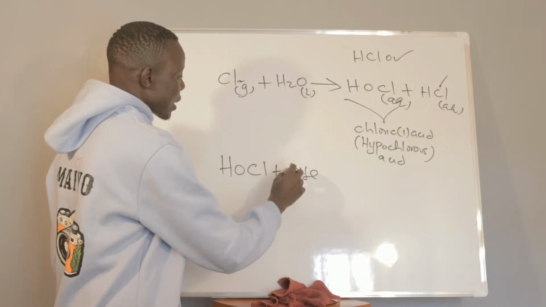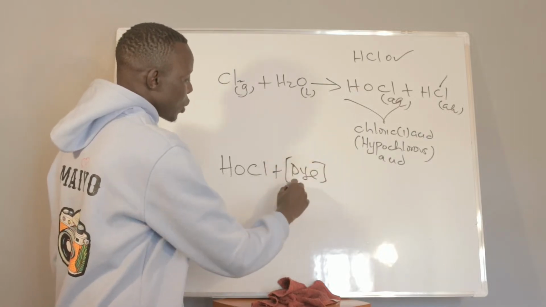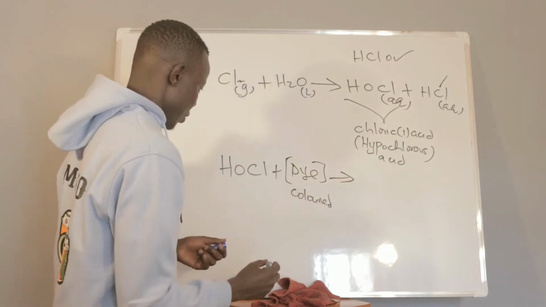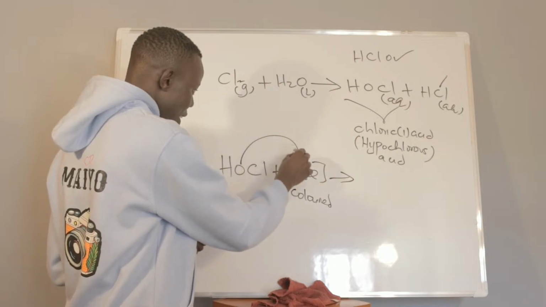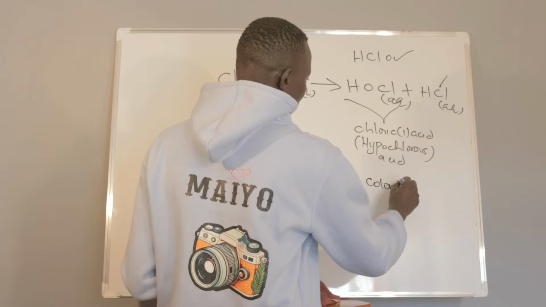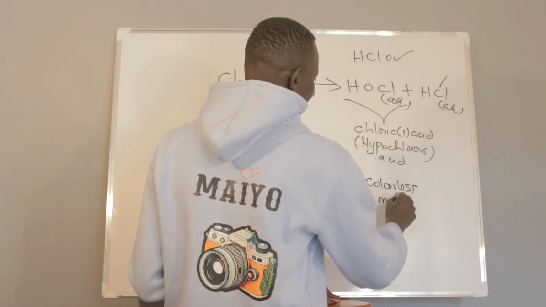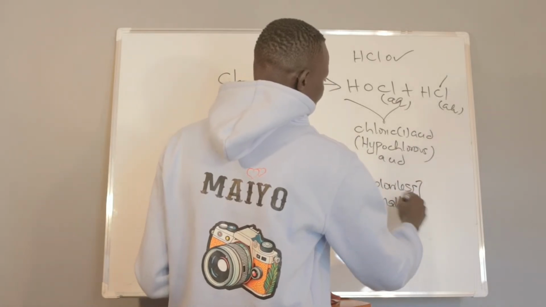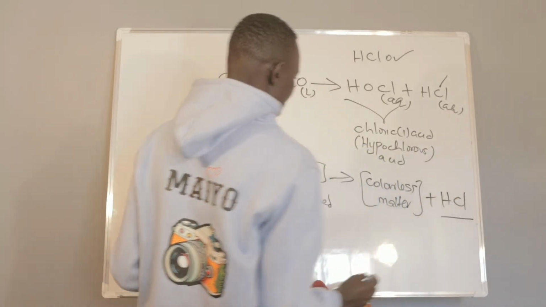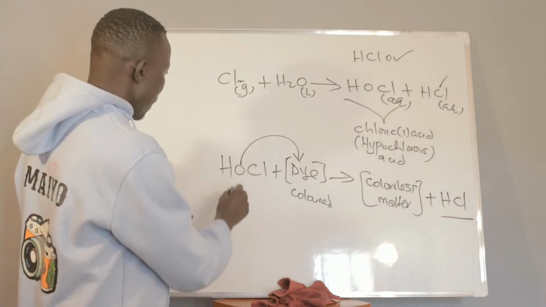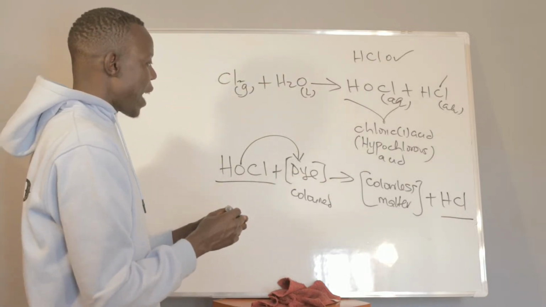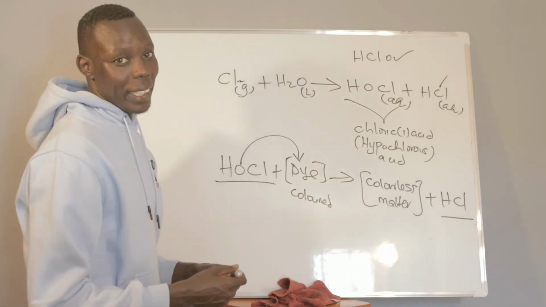So HOCl plus a dye, and this dye is colored. The oxygen will enter into the dye. Then it gives us a colorless matter, with no color, plus HCl. You see? Plus HCl. Now, this chloric one acid has bleached the dye and now it's a colorless matter.